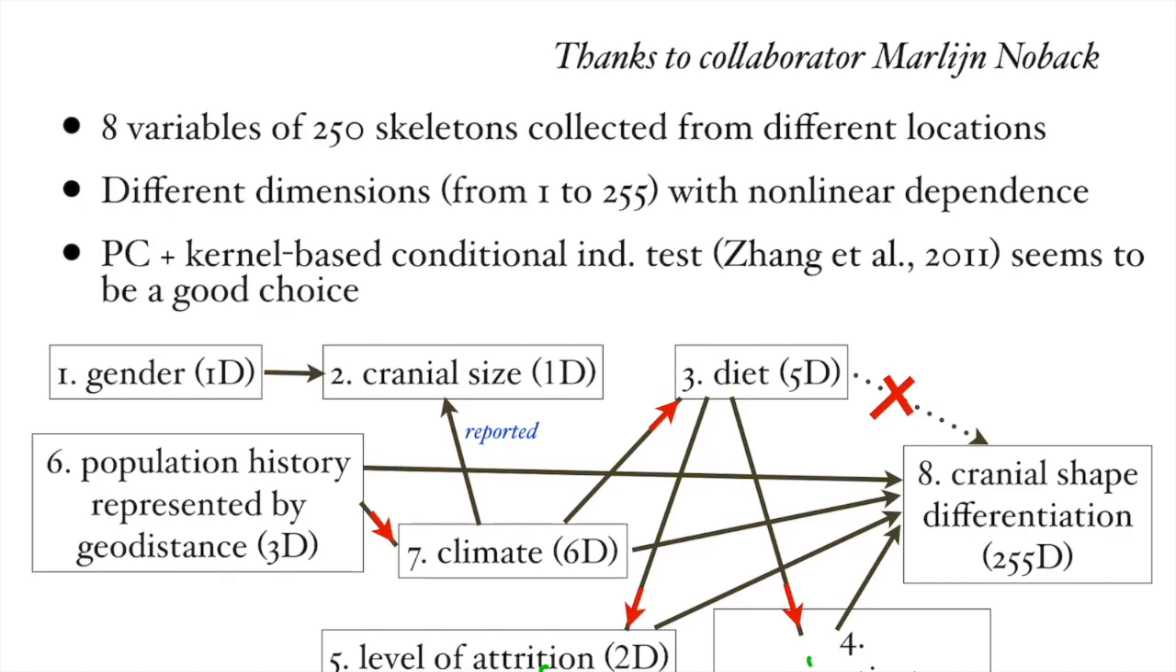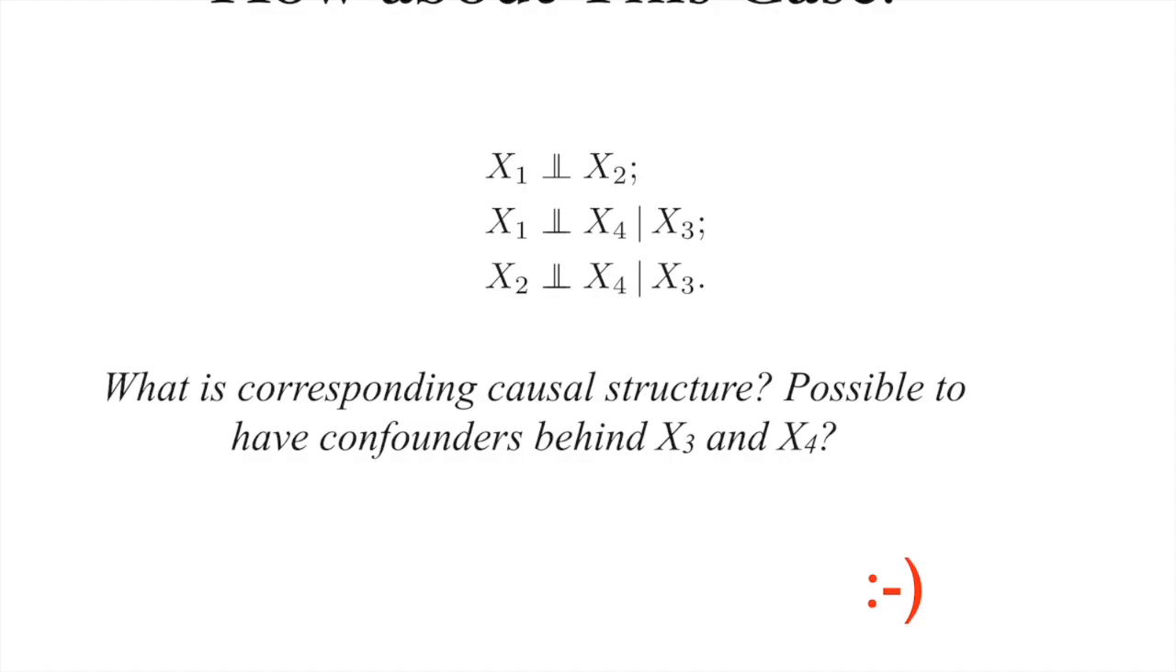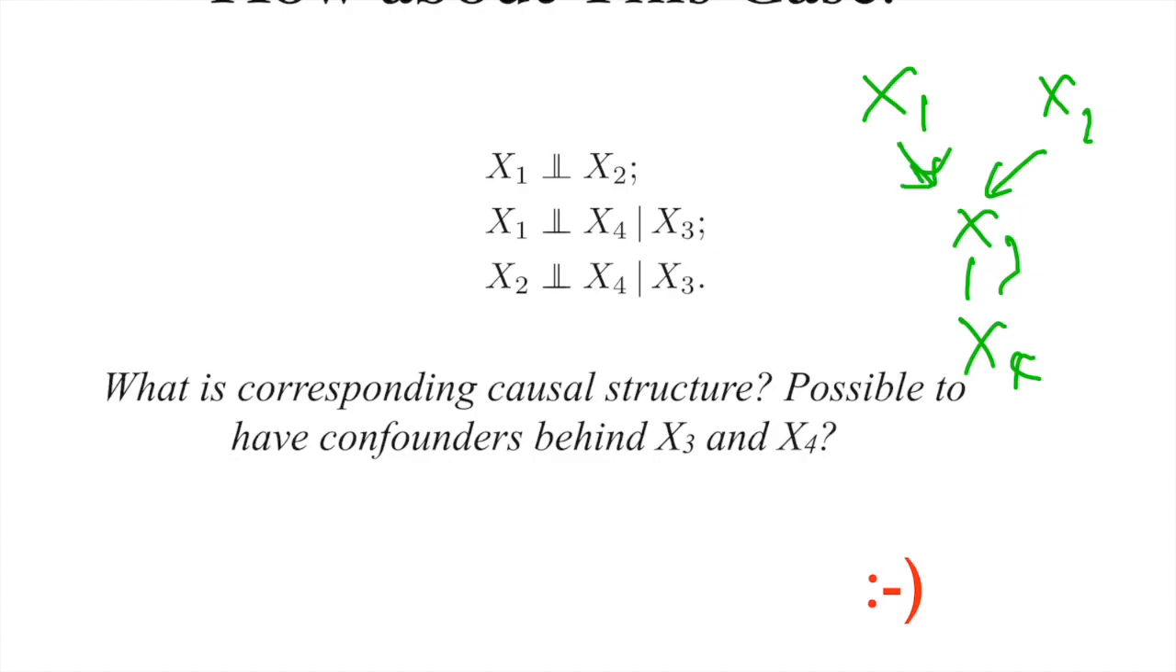Okay, how about this case? You have four variables: one, two independent, one, four independent given three, and two and four are independent given three. What's the corresponding causal structure? Maybe I should write down. So we have two independent. Because of those relations, you know, oh, they are adjacent. Okay, and this is the V structure. So far, so good, right? And we can orient this one this way. Otherwise, we are going to have a fake V structure, this graph.